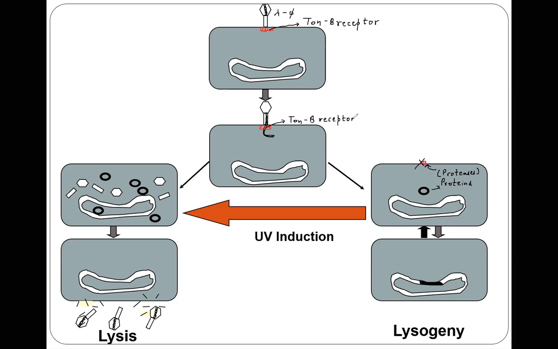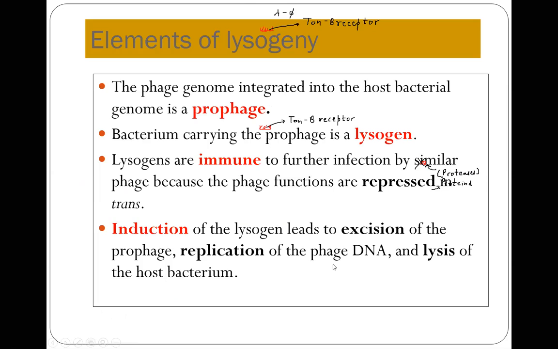Once it has entered into the bacterium, it is going to integrate. Once integrated, it will form the prophage. And once it is integrated, it will synthesize a protein that will either degrade this TonB receptor or internalize this TonB receptor. Now, moving forward. I already told you about this particular slide.